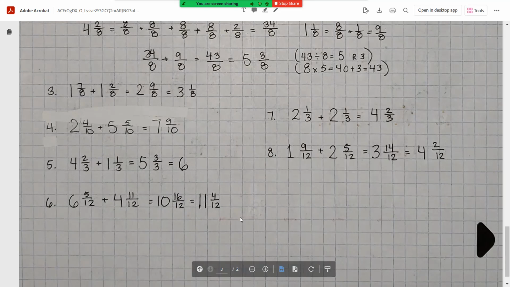For number 7, we have 2 and 1/3 plus 2 and 1/3. 2 plus 2 is 4. 1/3 plus 1/3 is 2/3. We don't need to rename anything because here our numerator is smaller than our denominator.